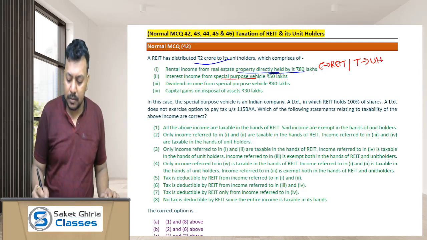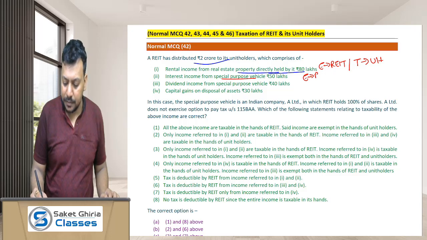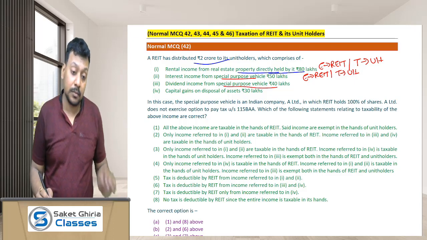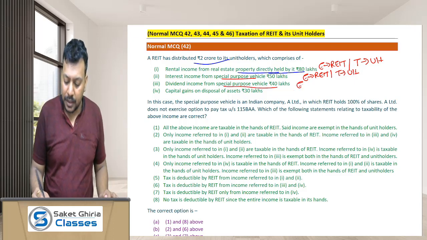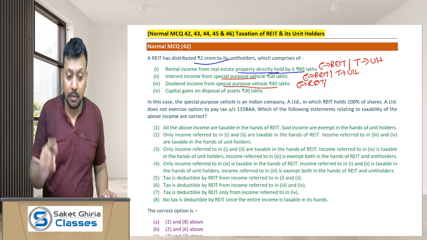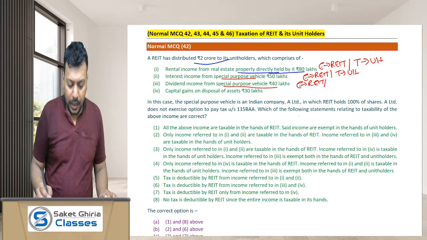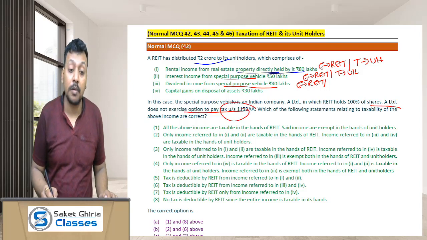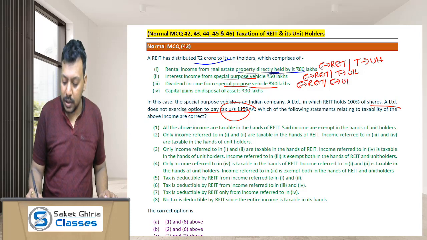Interest from SPV is exempt in the hands of RIT, but taxable in the hands of unit holders. Dividend from SPV is exempt in the hands of RIT, irrespective of whether the SPV opted for 115BAA or not. And if you read in this question, A Limited being the SPV has not opted for 115BAA, which means it is also exempt in the hands of unit holders.